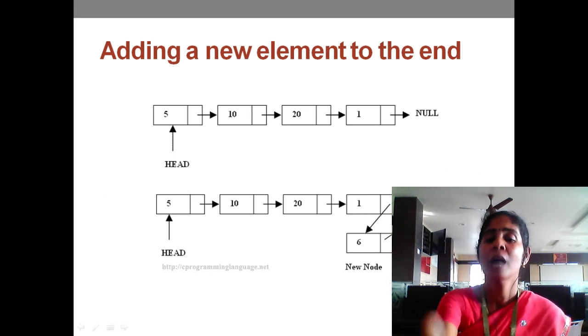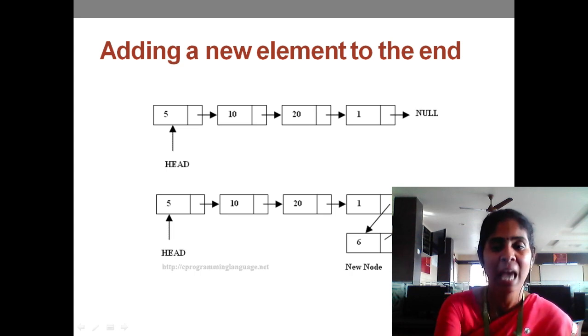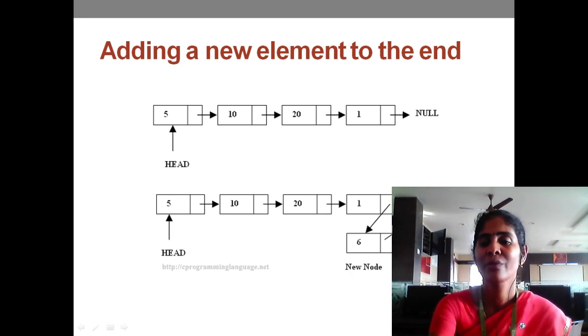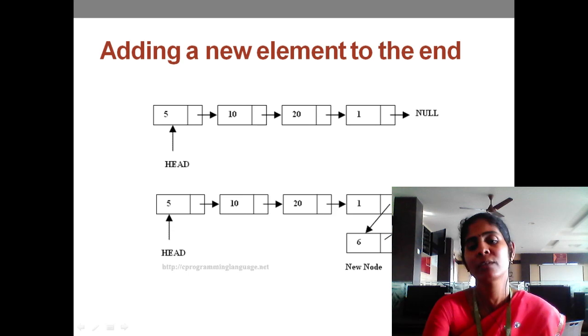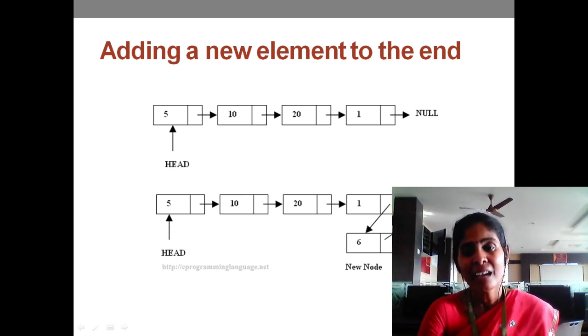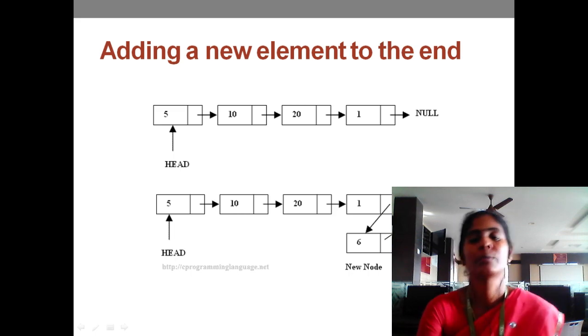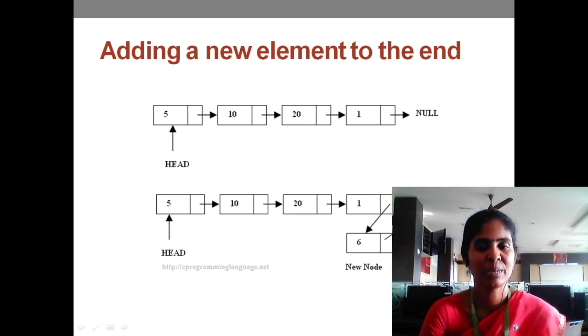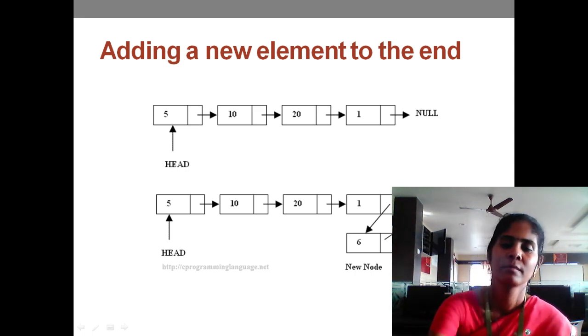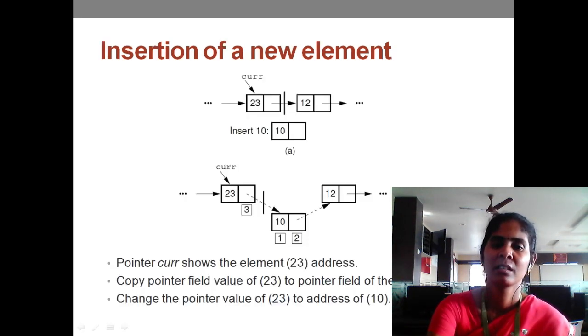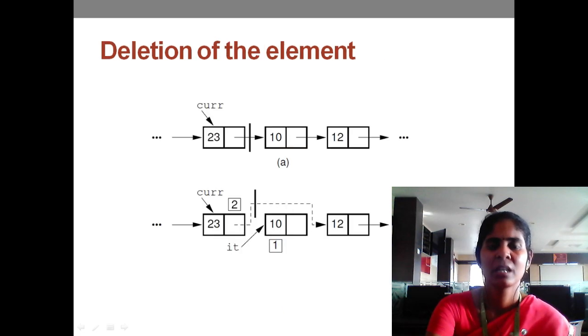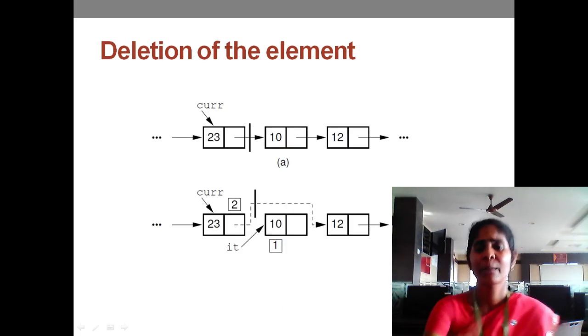We can easily understand how the insertion and the deletion happen. Insertion means if you want to insert the element 6 into the list, you can simply replace the address of node 6 in the place of node 1's next part. You are simply replacing the next field of node 1 with the address of node 6. This is what happens.